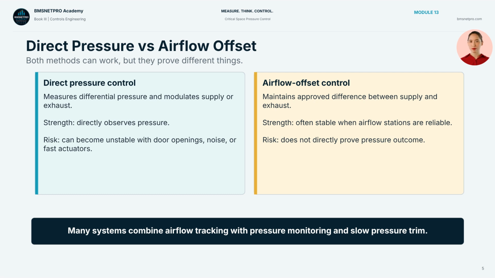There are two common approaches. Direct pressure control measures differential pressure and modulates supply or exhaust. It directly observes pressure, but it can become unstable when doors open, sensors are noisy, or actuators are too aggressive. Airflow offset control maintains a defined difference between supply and exhaust. It can be stable when airflow stations are reliable, but it does not directly measure the pressure outcome. Many critical spaces combine airflow tracking with pressure monitoring and slow trim.